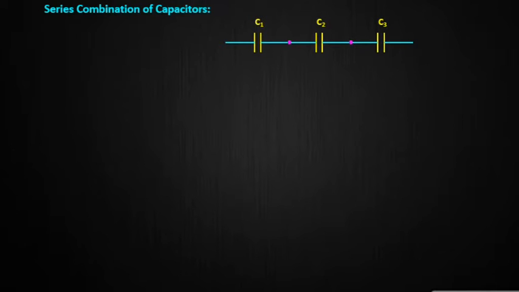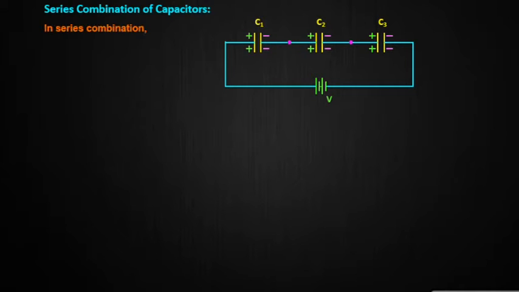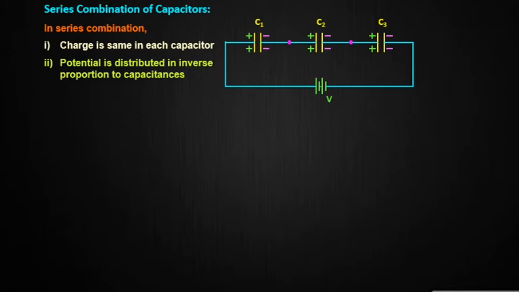A potential difference of V volts is applied across the combination with the help of a battery. A quantity of charge Q flows to the first plate of the first capacitor. The other capacitors are then charged with the same quantity of charge by induction. The potentials across the capacitors are V1, V2, V3.